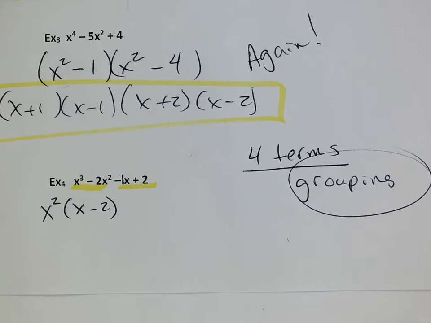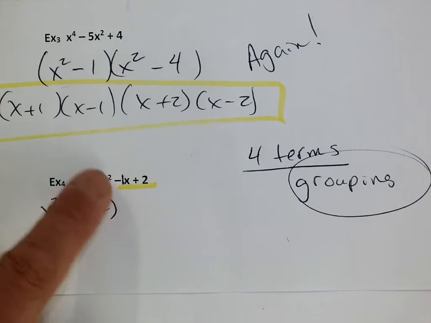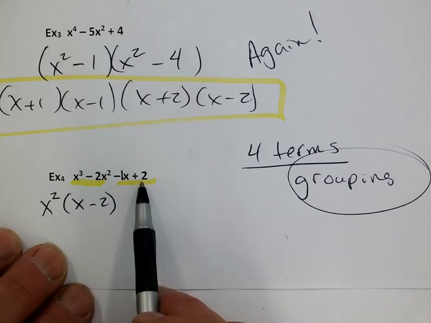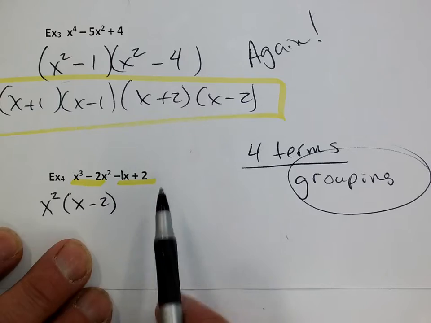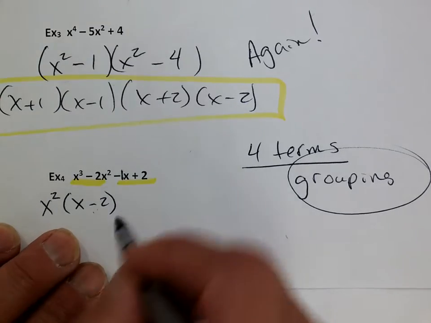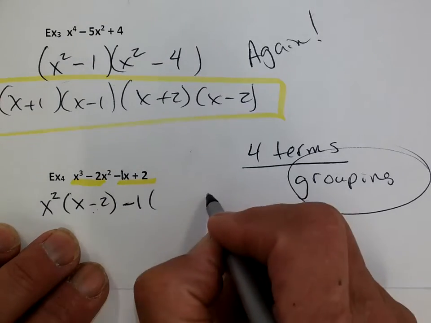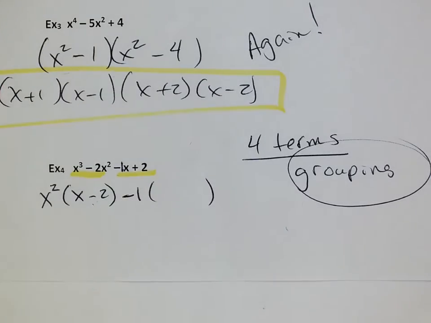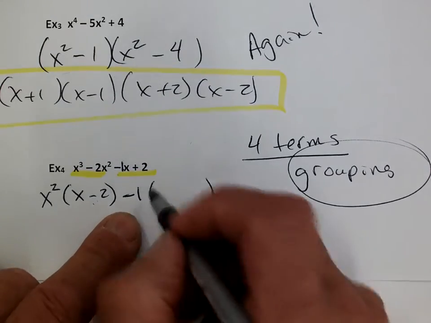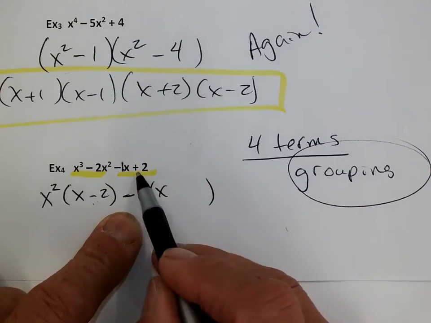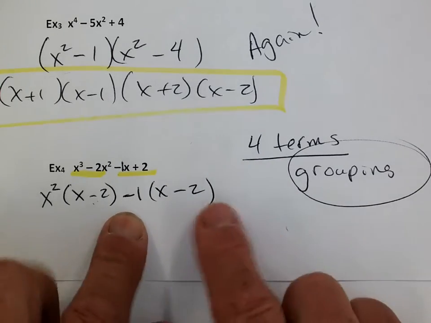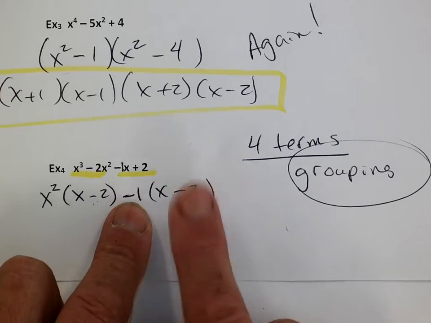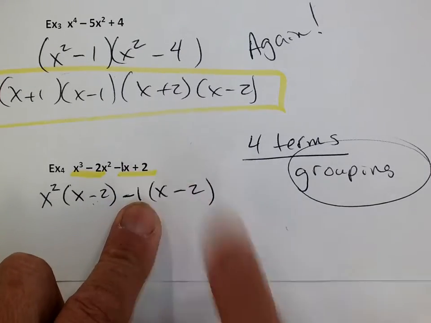And then I'm going to look at the other 2. What do they have in common? Well, nothing. They don't have anything in common except for maybe 1. But I need to make it look like this, so I'm going to factor out a negative 1. Let's see how taking out a negative 1 is going to help. If I take out a negative 1, I'll have an x. And I took a negative 1 out of 2, which makes it a negative 2. Now, if you don't see that, you can always go back and multiply negative 1 times negative 2, okay? And that will give you your positive 2.